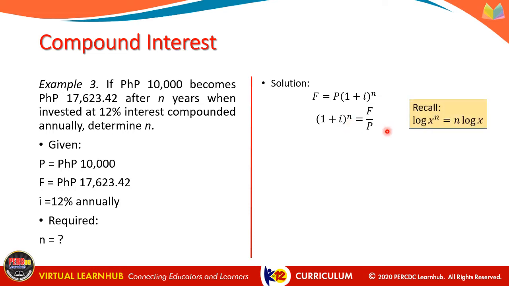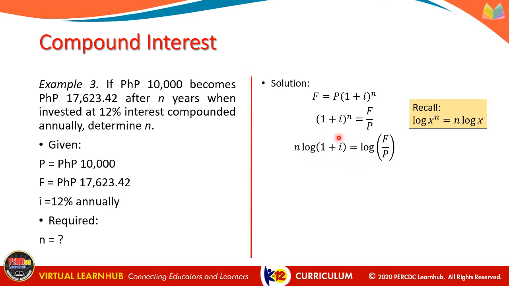Then, we need to recall that log of x raised to n is equal to n log x. Do you still remember this one? You had this during the discussion of logarithm. It's one of the properties of logarithm. Okay? So taking the logarithm of both sides, log of (1 plus i) raised to n is equal to log of F over P. We will have n log of (1 plus i) is equal to log of F over P.